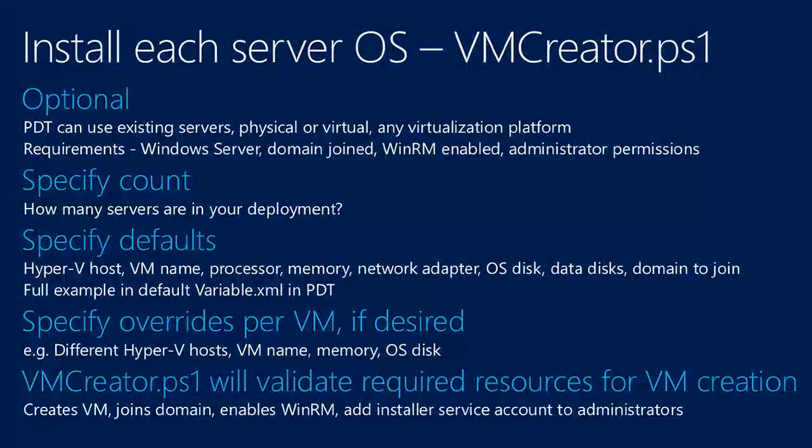It'll then create the VMs, join them to the domain, enable WinRM, and add the installer service account to the administrators. Really all it's doing is, by default, a differencing disk creation. You can also specify that it copy the full disk, but by default it'll create a differencing disk of a new VHD. It mounts that VHD, inserts a sysprep file, and modifies the sysprep file based on whichever VM you're creating, including adding it to the domain and making the installer service account a local admin.